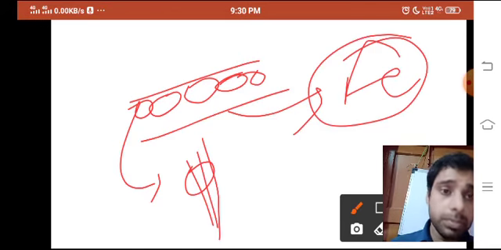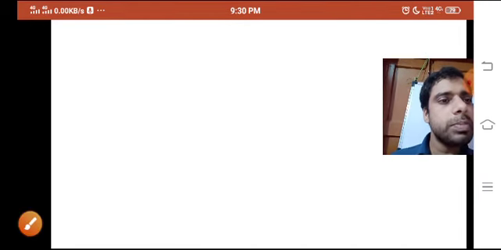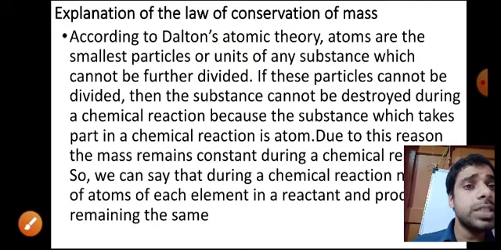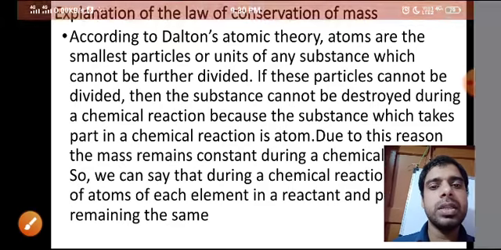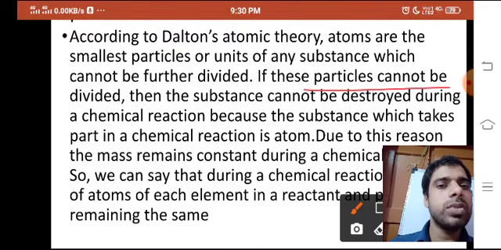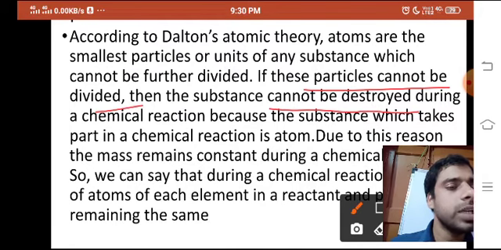No. The same mass would be there on the reactant side as well as on the product side, and the number of atoms on the reactant side and the number of atoms on the product side would also be the same. So that was the basis he actually discussed. Here it is written, atoms are the smallest particles, and they cannot be further divided. So if the atoms will not be further divided, then the substance cannot be destroyed during a chemical reaction.